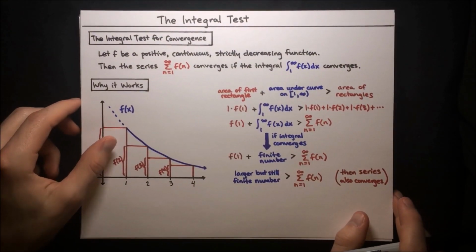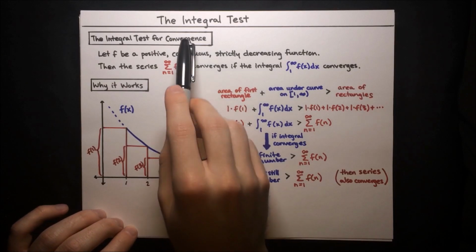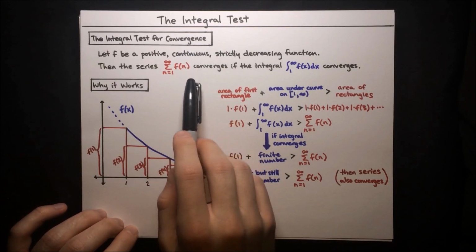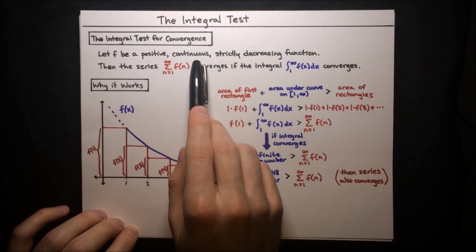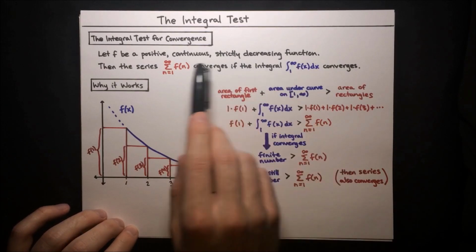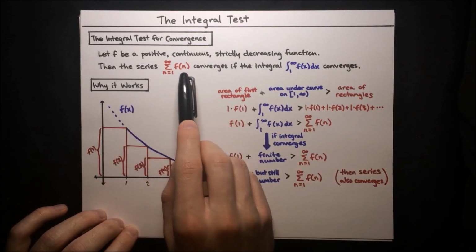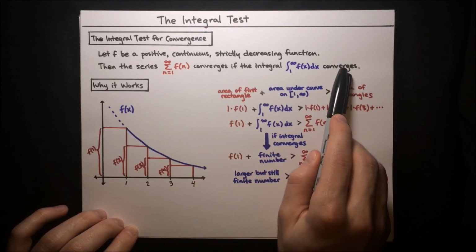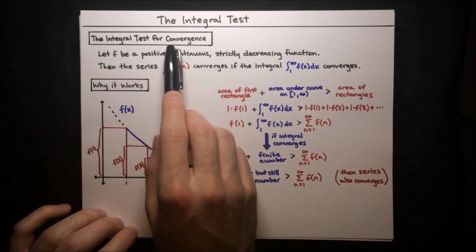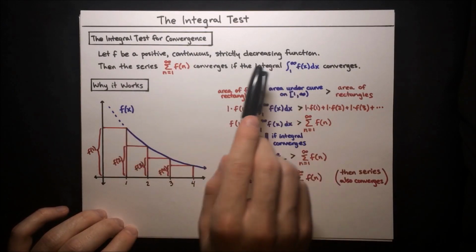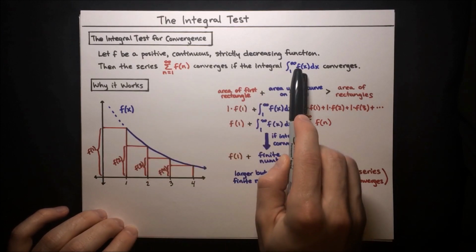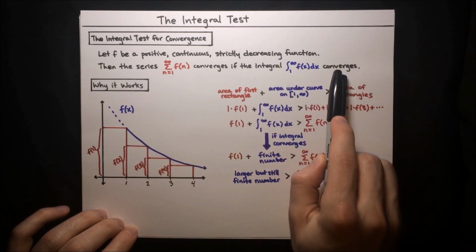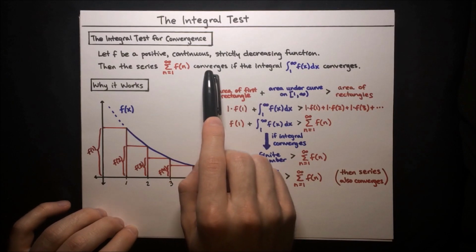Now let's take a look at the integral test for convergence. So this is a very similar concept. If f is a positive, continuous, strictly decreasing function, then the series converges if the integral converges. So same idea as the integral test for divergence, same conditions, same series, same integral, except if the integral converges, then the series also converges.